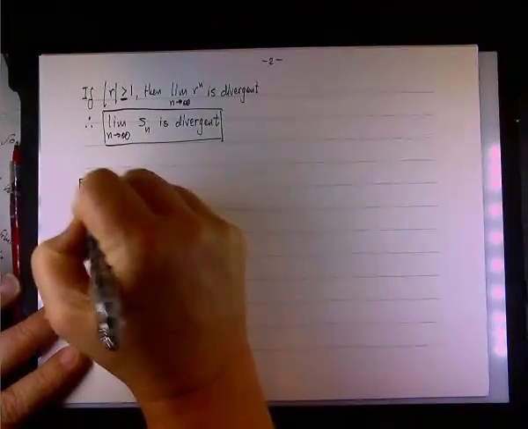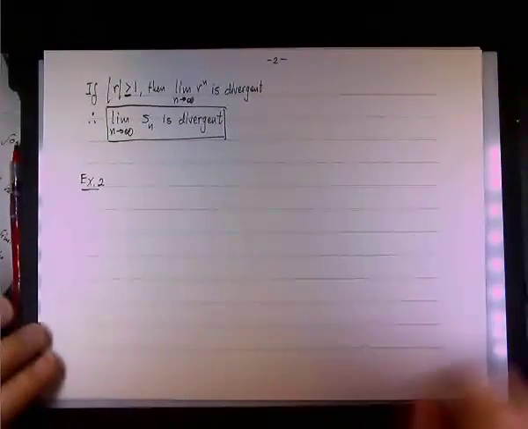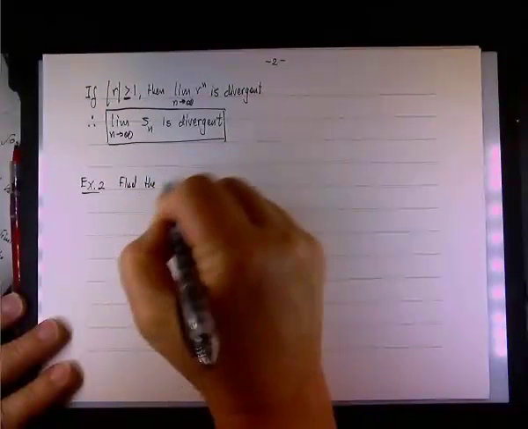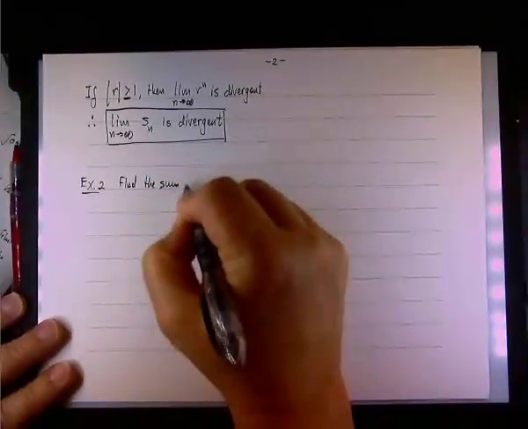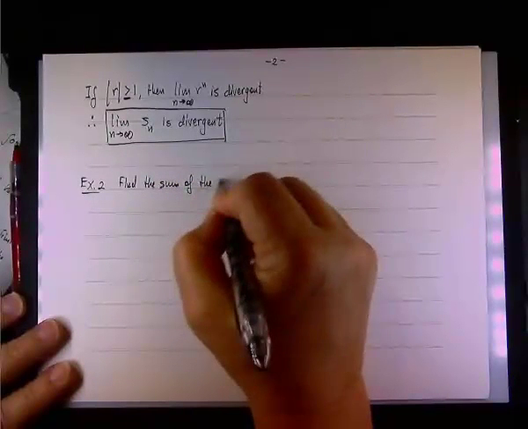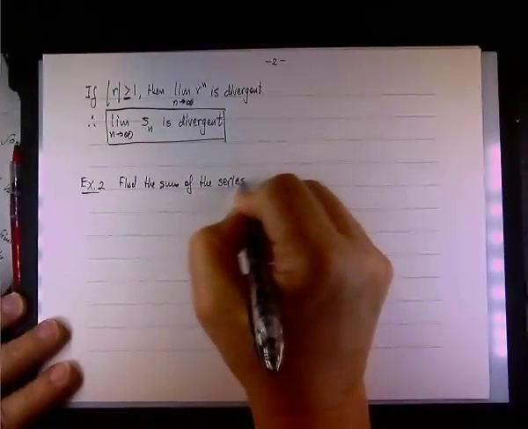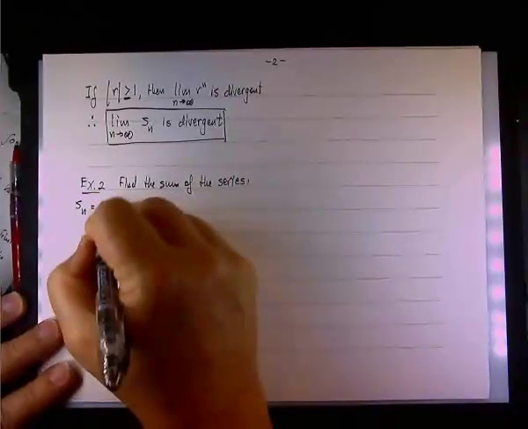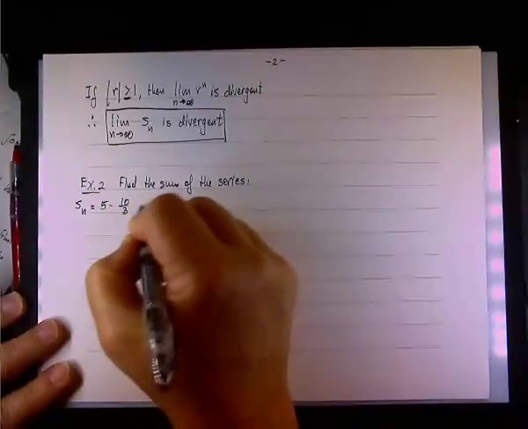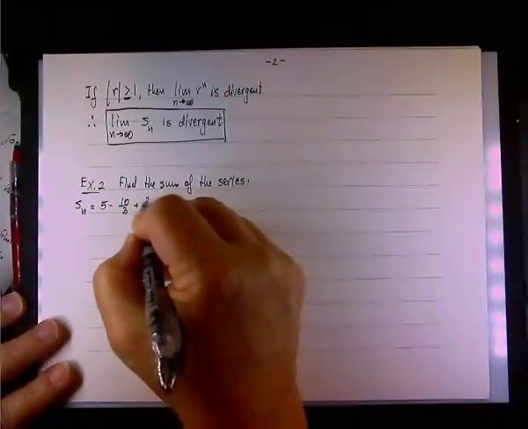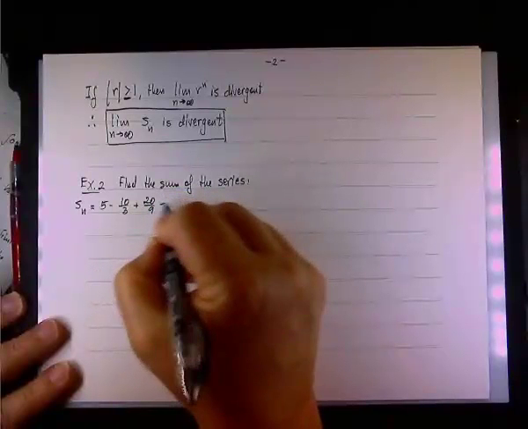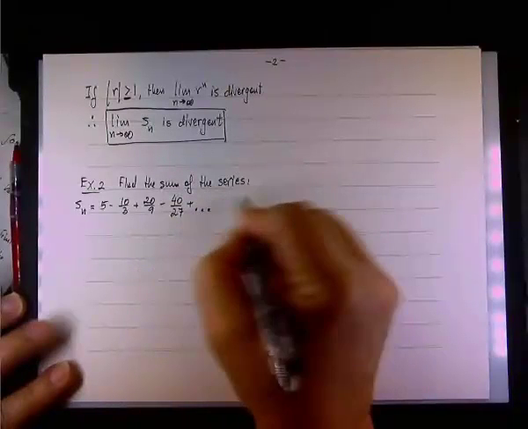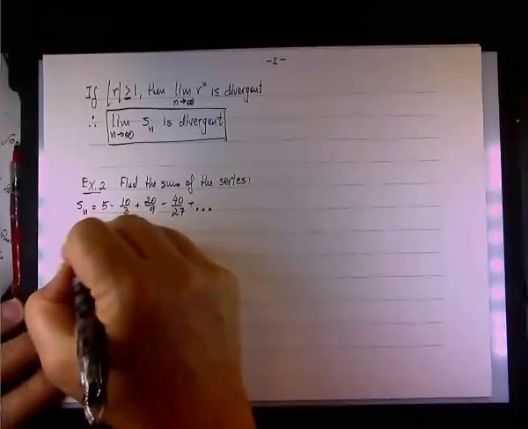So here's an example 2 where we're actually going to work with numbers. Find the sum of the series. In the series, we're going to go like this. We're going to say that S sub n is 5, and then negative 10 over 3, and then positive 20 over 9, and then negative 40 over 27, and by now you should get the idea, plus dot, dot, dot, and I leave the general term here.